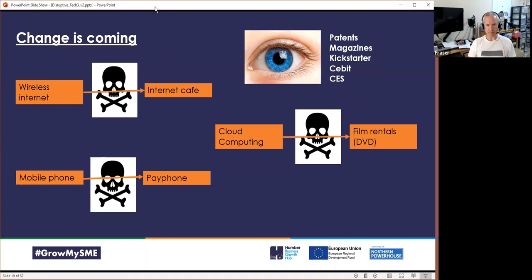Time will tell. How do you keep an eye on these things? Well, there are some ways, and for me, I read a lot of magazines. I look on Kickstarter, which is a place where startups raise funds. I certainly in recent years, not last year, obviously, have attended technology shows, and CeBIT is a great one in Hanover in Germany, but there's also CES if you can make it to the States.